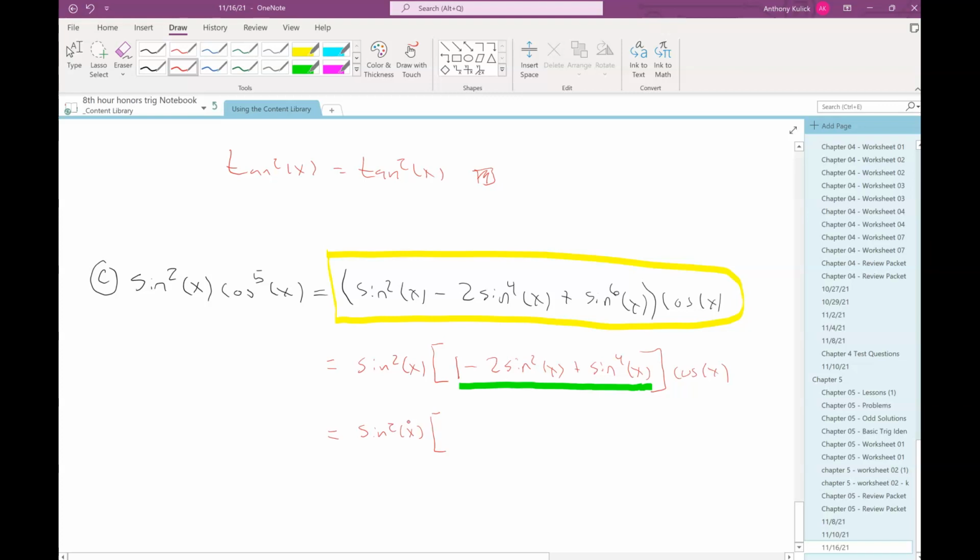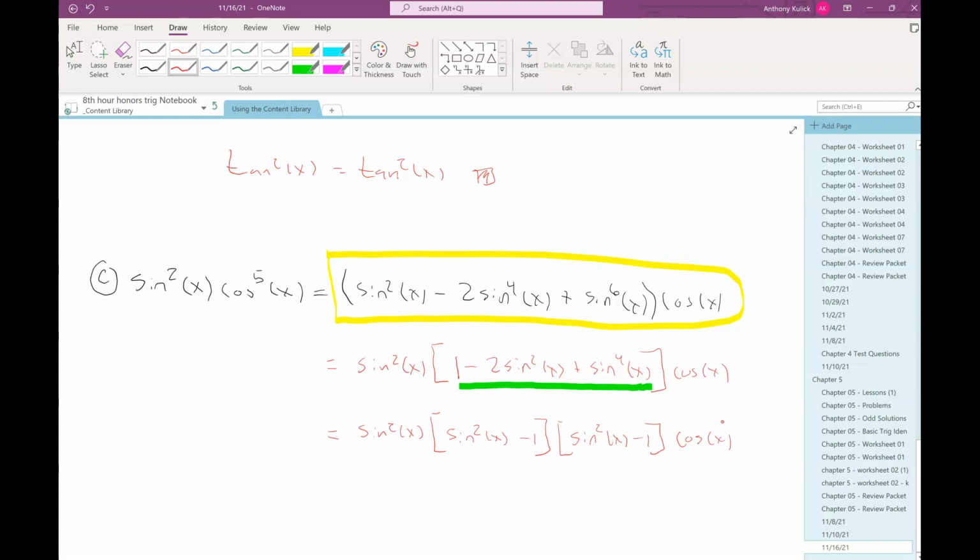-1 and -1, right? Okay. No. Multiply to give us +1 and add to give us negative. Oh, yeah. -1 and -1, right? Okay. So we have sine squared x minus 1 times sine squared x minus 1 times cosine. Everybody agree with that?